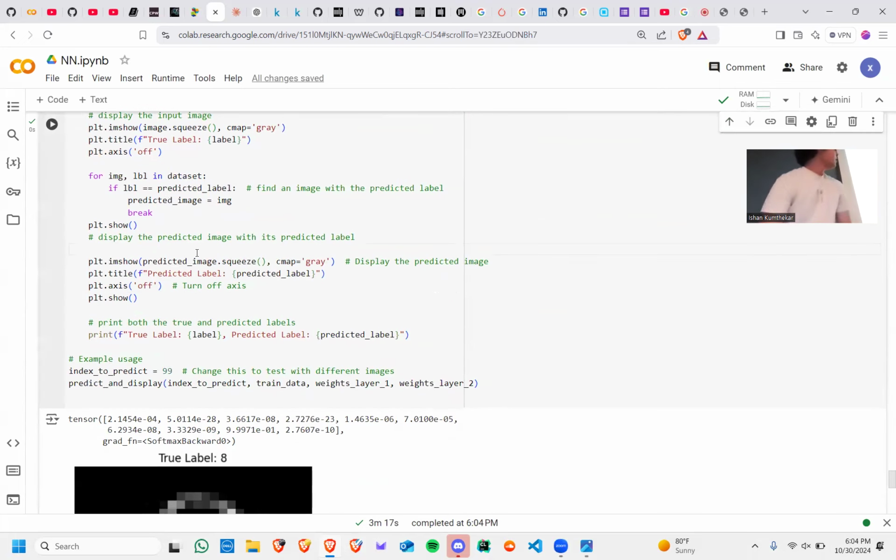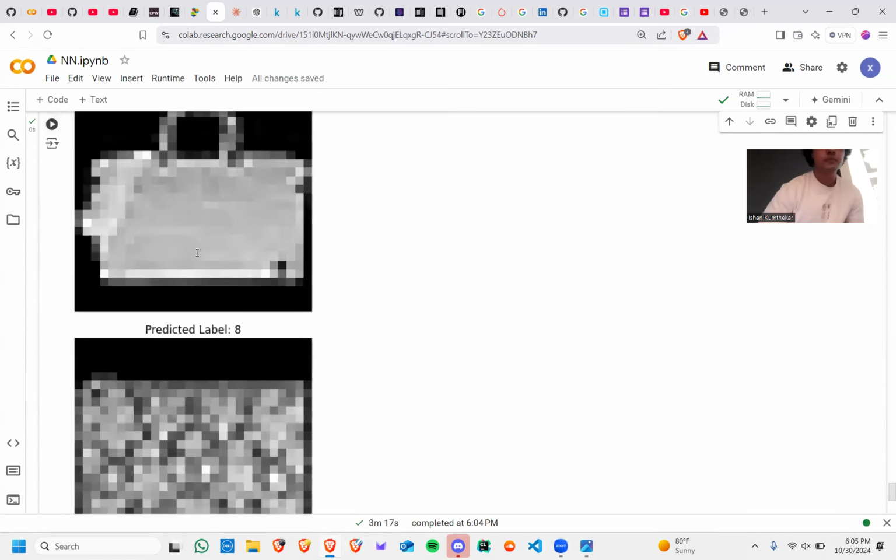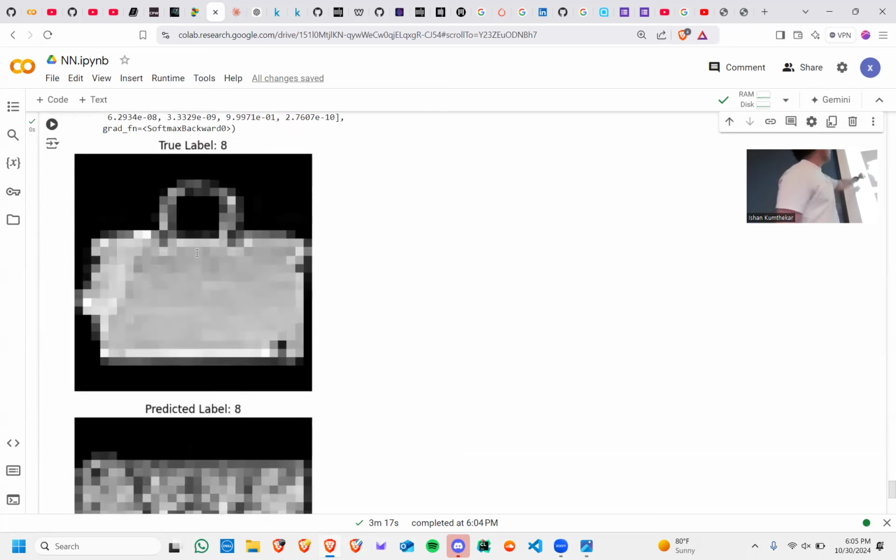Okay, so this is a function that I've created. Remember, Fashion MNIST is a data set of fashion images. What this essentially does is it takes an index to predict, it plots the image that's at that index, and it predicts your prediction for that particular image, and it plots that image as well. So a sample example is right here. The true label for this image was 8, and your predicted label was also 8.